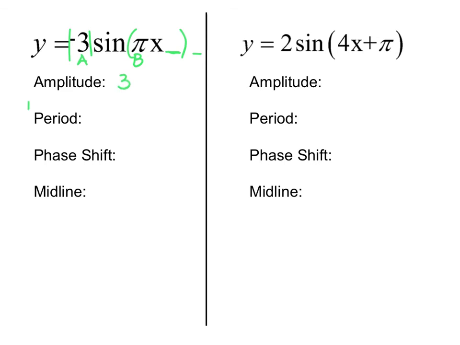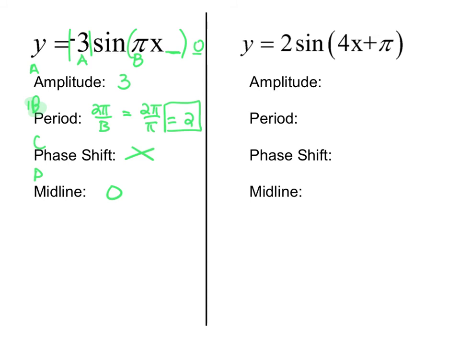We have B, C, D. We said there was no phase shift. There is a midline. The midline is just at 0, because nothing is added or subtracted to this, so there's no shifting up or down. And then the period is 2 pi divided by b, and our b value you can see is pi, so 2 pi divided by pi is equal to 2.